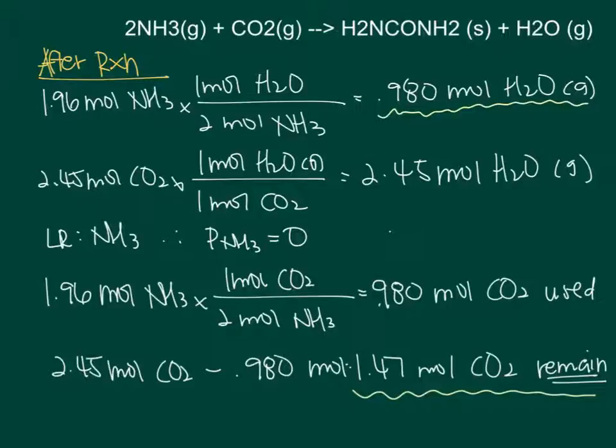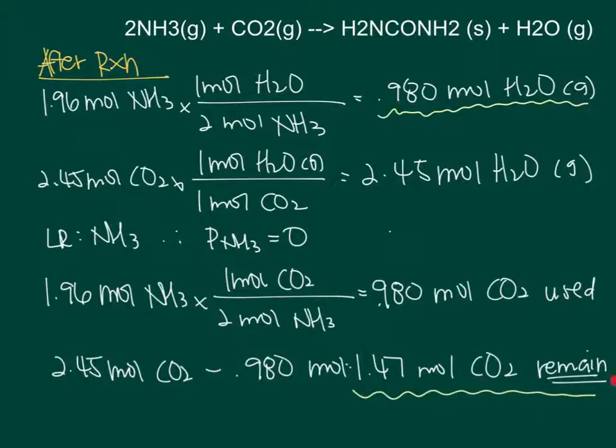Now we have to figure out how much of the carbon dioxide reacted with the ammonia. We use the same mole ratio again. We start with 1.96 moles of ammonia, and for every 2 moles of ammonia, we use 1 mole of carbon dioxide. That gives us 0.980 moles of carbon dioxide, which is the amount used in the reaction. To find how much carbon dioxide gas remains after the reaction, we subtract it from the initial moles of carbon dioxide. So 2.45 moles minus 0.980 moles used gives us 1.47 moles of carbon dioxide remaining.